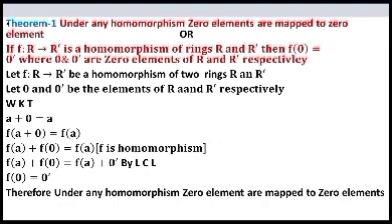We know that a plus 0 is equal to a. Therefore, f of a plus 0 is equal to f of a. f of a plus f of 0 is equal to f of a. Since f is a homomorphism, f of a plus f of 0 is equal to f of a plus 0 dash. By the left cancellation law, f of 0 is equal to 0 dash. Therefore, under any homomorphism, zero elements are mapped to zero.